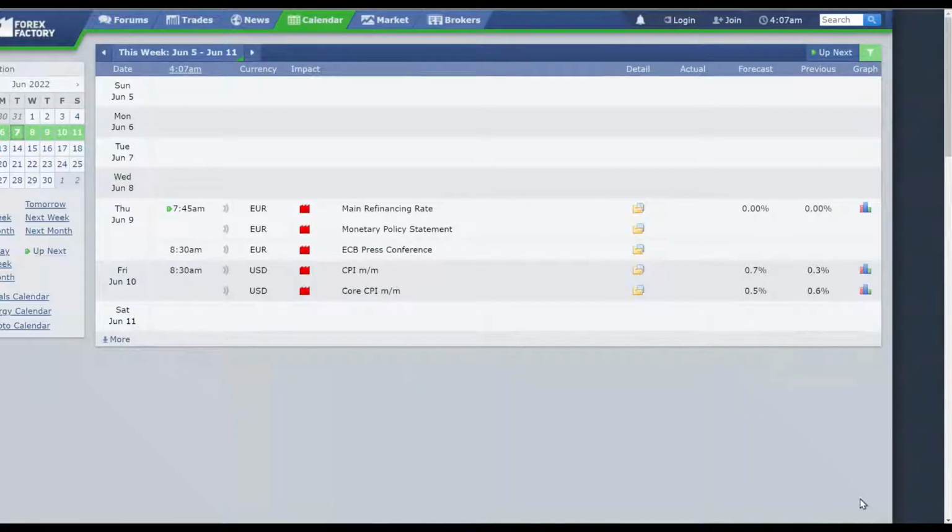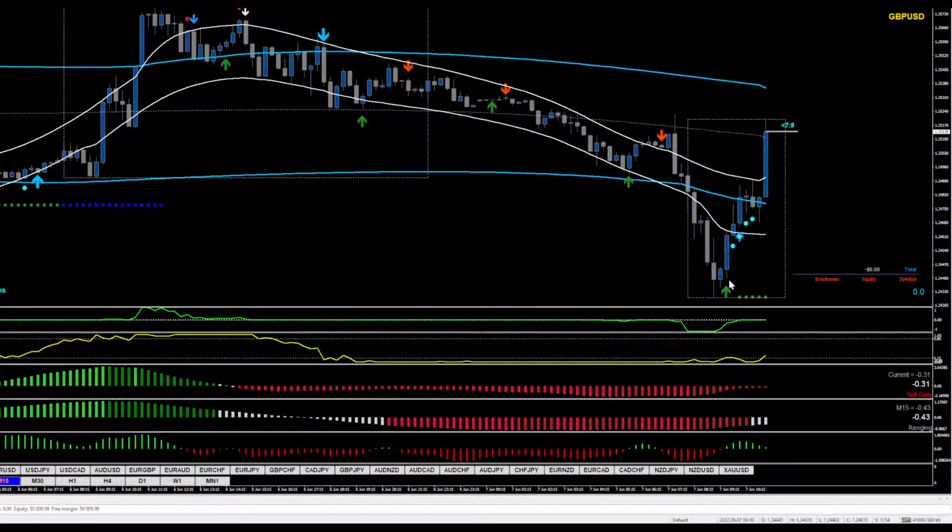Oh wait, today is, no wait, Tuesday. So we don't have anything going. I have it filtered to only show the red folders on Forex Factory. So we don't have anything related to the pair that we are trading until Friday. So there's no news here that would affect it. But this is very unusual behavior. I wonder if there's something else going on. Let me check on YouTube if there's any news.